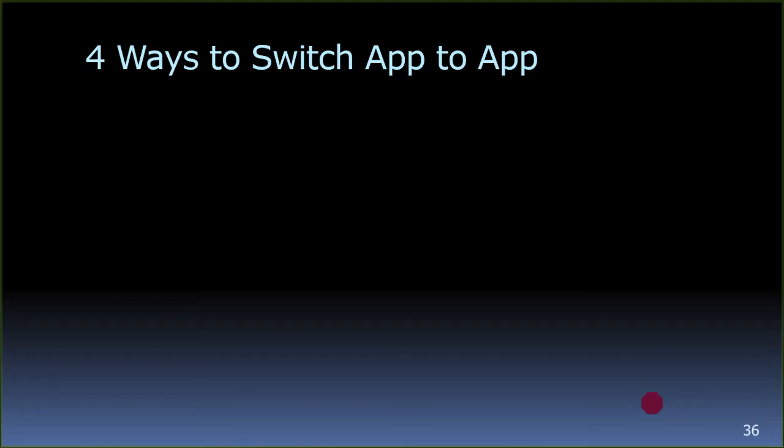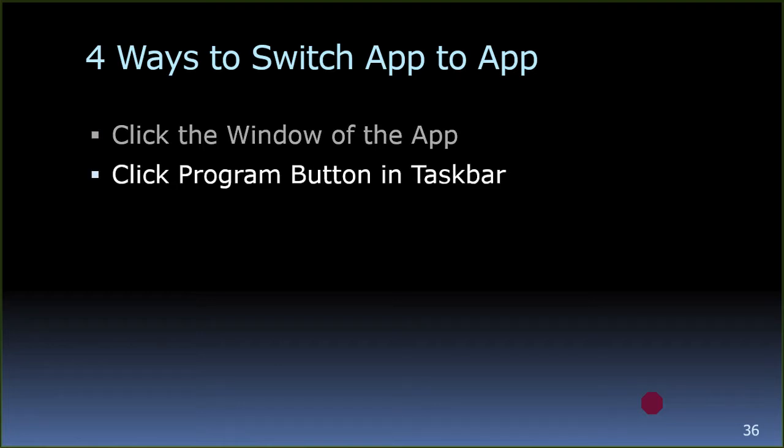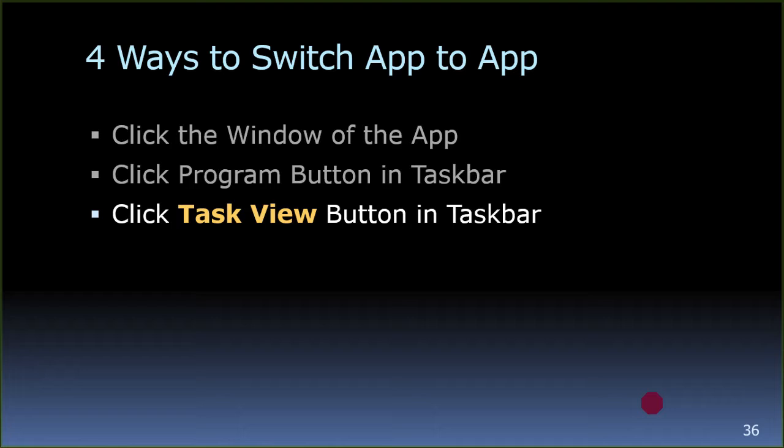Now, you may have several apps on the screen at one time, and it's very easy to switch from one app to the other. One way is to just click the window of the app you want, if you can see it. Or you can go down to the taskbar and click the program button for that app. Or you can click the task view button in the taskbar and choose a particular program. And you can use the Alt key. Just press the Alt key, hold it down, and tap the Tab key to go from one app to the other.